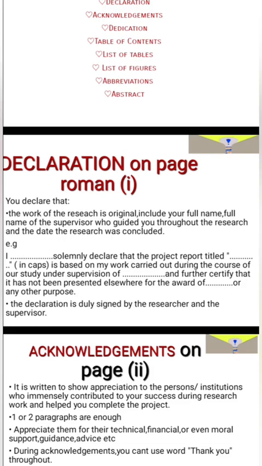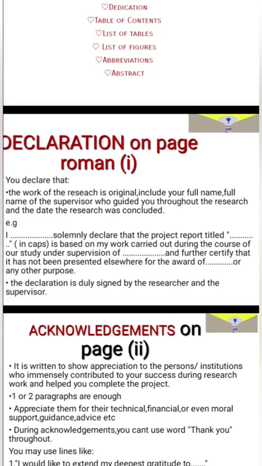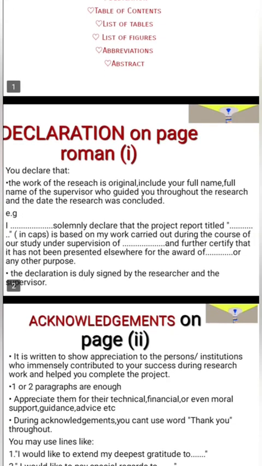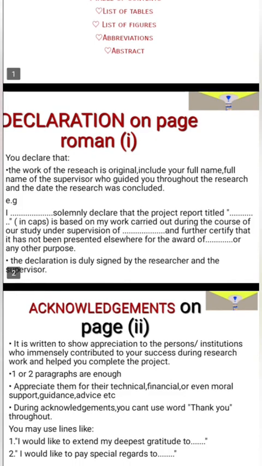the research is conducted. And therefore, when we are writing a declaration, we normally start by "I, so and so, solemnly declare that the project report entitled" this, of course in caps or uppercase, "is based on my work carried out during the course of our study under supervision of, and further certify that it has not been presented elsewhere for the award of a degree or any other purpose." So the declaration is normally duly signed by both the researcher and the supervisor.